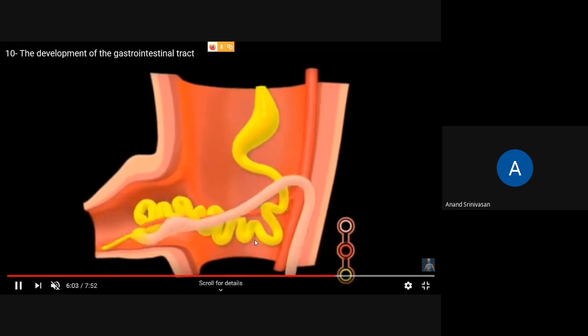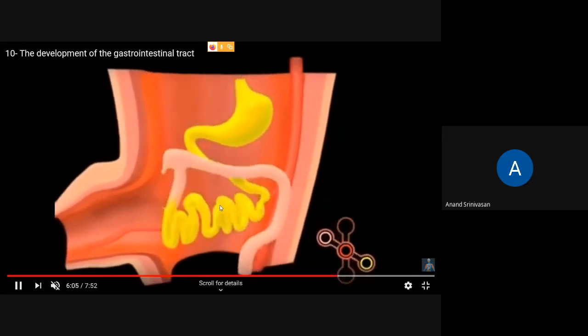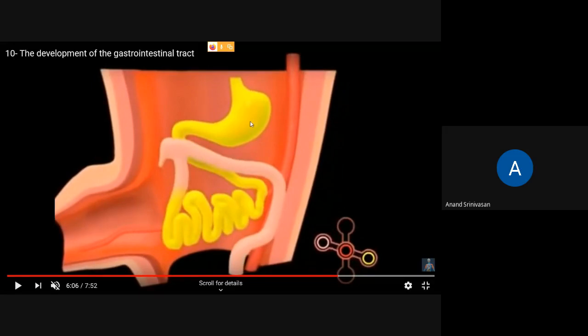So that's why in the adult position, you can see the stomach, the duodenum, and in front of the duodenum is the transverse colon.